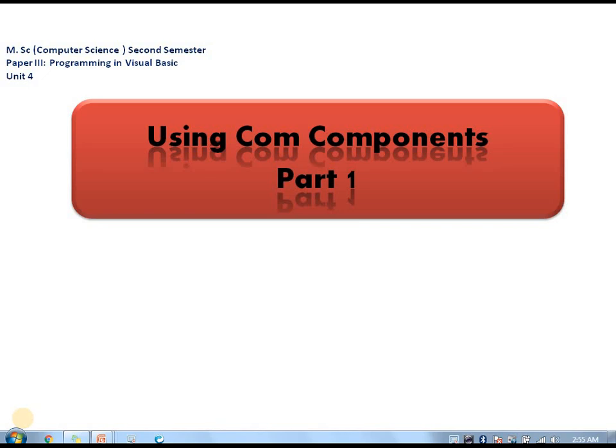Today's lecture is related to using COM component, part 1, relevance to MSc Computer Science, second semester, paper 3, programming in Visual Basic, unit 4.